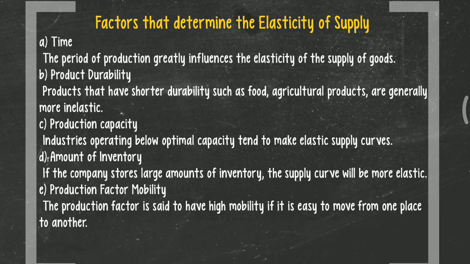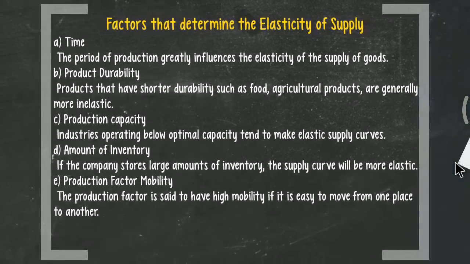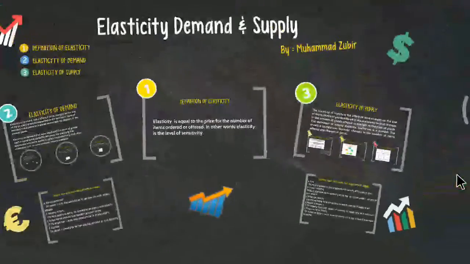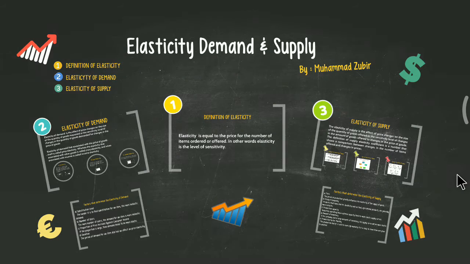And E. Production factor mobility. A production factor is said to have high mobility if it is easy to move from one place to another. If the production factor has high mobility, producers can adjust their production capacity and the amount of production, so that the supply is more elastic. So guys, that's all about elasticity of demand and supply.